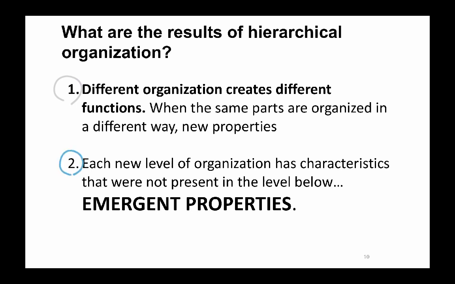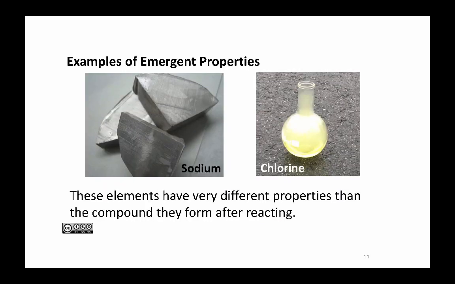The next idea is that each time you jump a level in complexity, you see brand new properties that were not present in the level below it. And these are referred to as emergent properties. So I'm going to go through two examples. One is really low on the hierarchical level, involves atoms combining to form molecules. And the second is looking at macromolecules, huge molecules that are organized to produce cells.